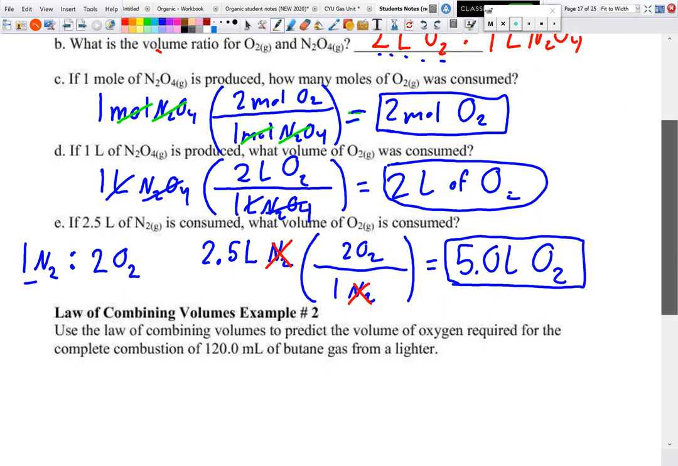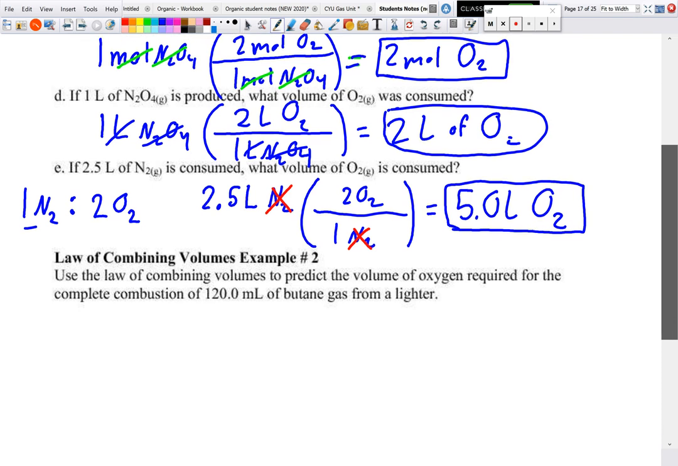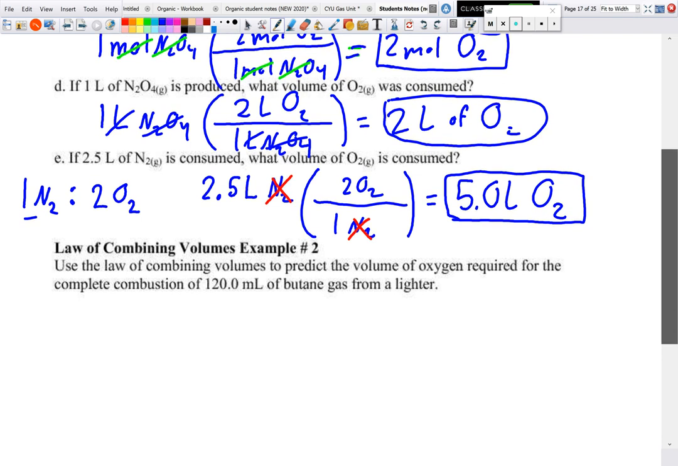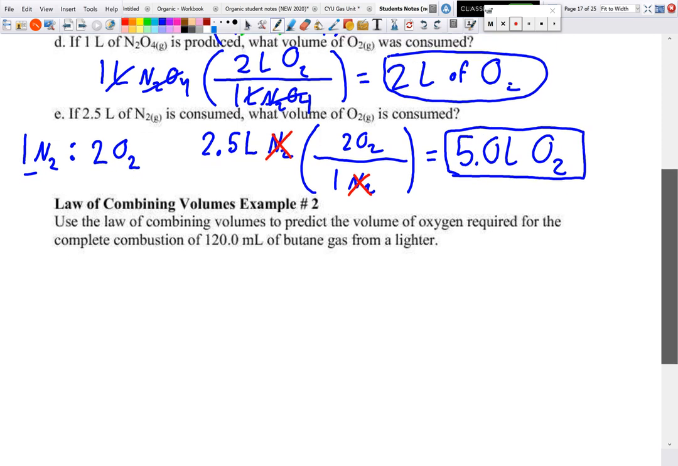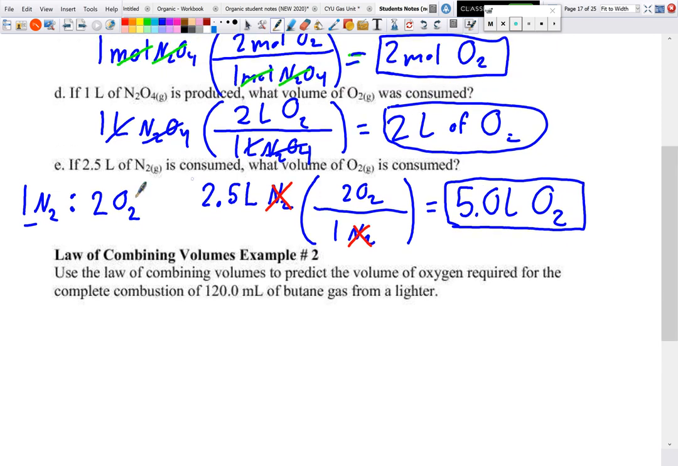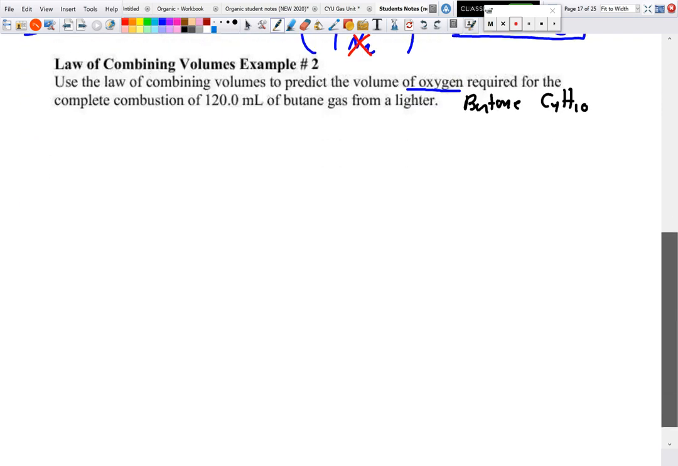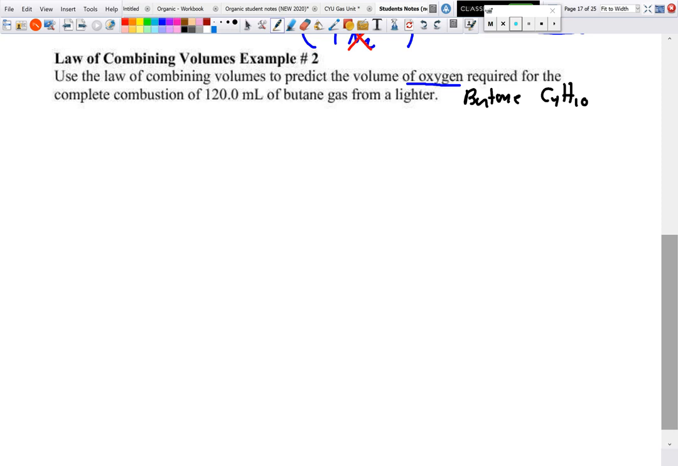So our next one, this is more of a typical example that you guys are going to be expected to deal with, is that I don't give you the balanced chemical equation first, you need to figure out what the chemical equation is and then use the law of combining volumes. So once you get your balanced chemical reaction. So in this right here, we have use the law of combining volumes to predict the volume of oxygen required for the complete combustion of 120.0 milliliters of butane gas from a lighter. Now normally, I don't expect you to know butane, but butane is C4H10. Now, the reason why that's not given to you is, well, I know we're going to go over this example together. So first of all, we need to write out our balanced chemical equation first.